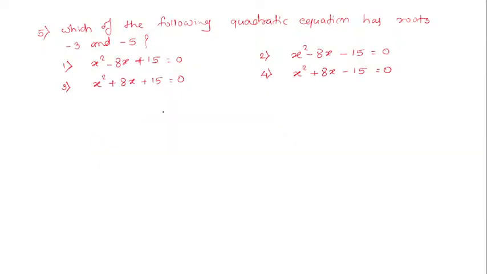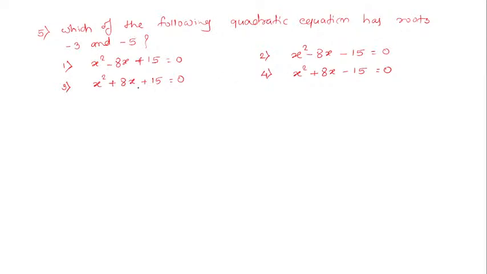Let's look at the solutions or the roots of a quadratic equation. At the same time, if we have the roots of any particular equation, from that we can get the equation also. So we have a formula for that. Let's have the question first of all. Which of the following quadratic equations has roots minus 3 and minus 5?